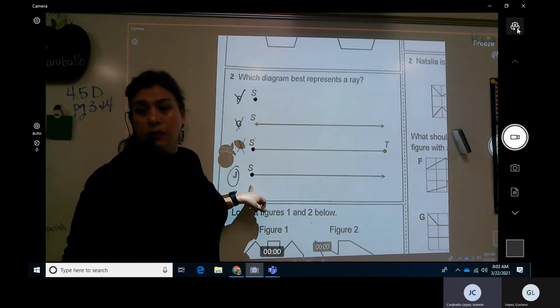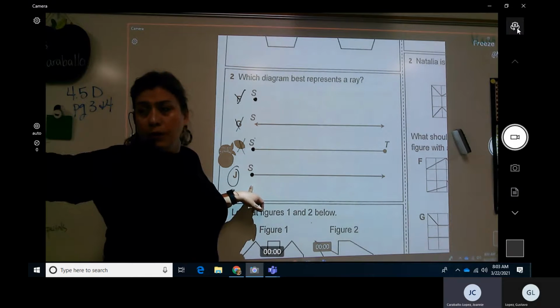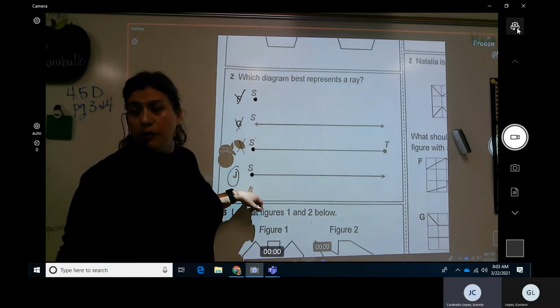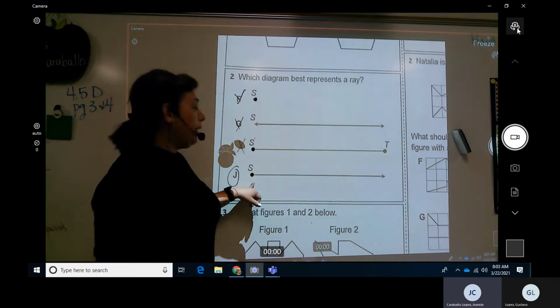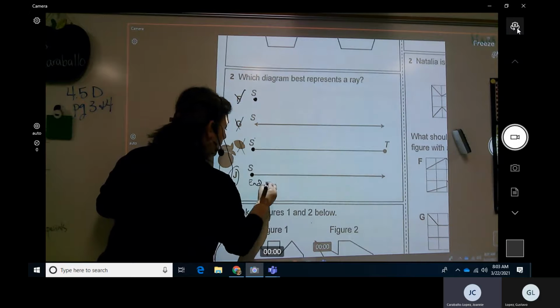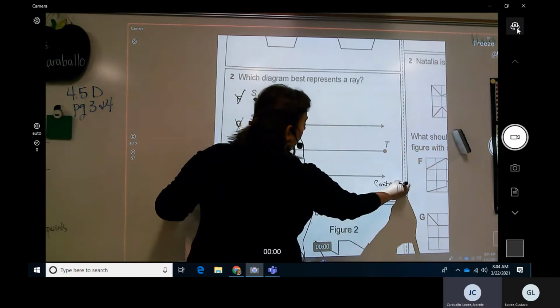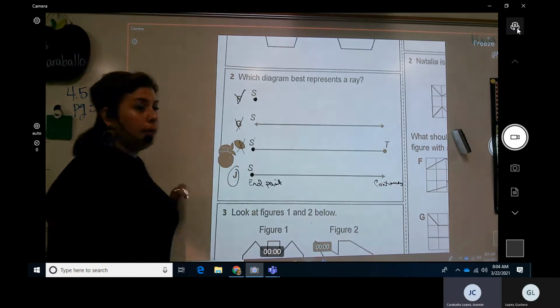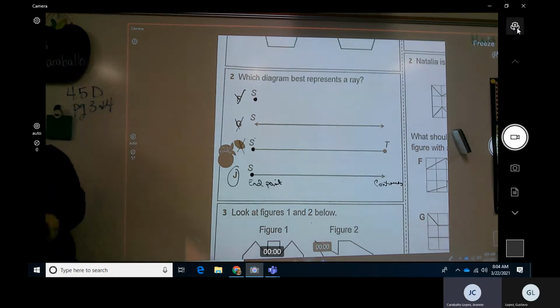Because it has, read me the definition again. Go ahead and pull your mask down and talk a little bit louder. Okay, so it has an end point. So this is my end point. And another that continues forever. So this right here means that it continues, okay? Do we understand that? All right, let's move on to the next one. Amigo, go ahead and erase that.